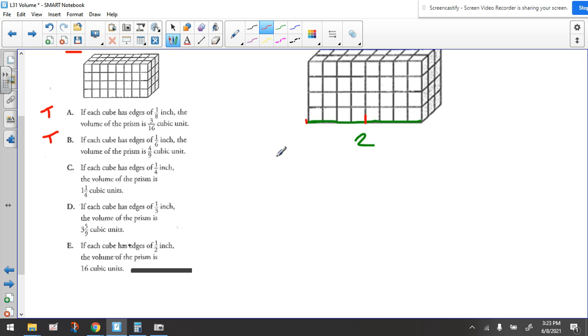All right, now going up, 1/4, 2/4, 3/4, 4/4, that's 1 inch. And going back, 1/4, 2/4, 3/4 of an inch.